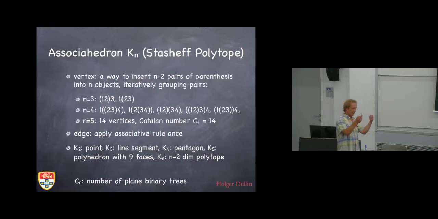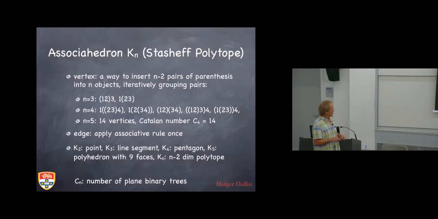Now we have to define what are the edges. And so an edge is a possibility to go from one to the other by applying the associativity rule once. And so these two here are related by an edge. And so that tells us that K3 is a line segment. So that's a relatively boring Stashev polytope. But the first one that's interesting is K4, which is the pentagon.